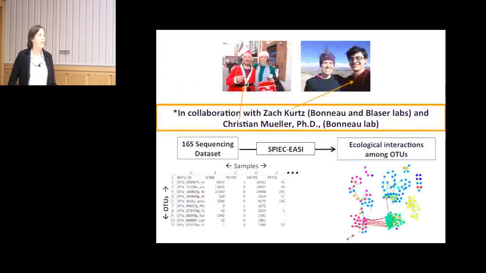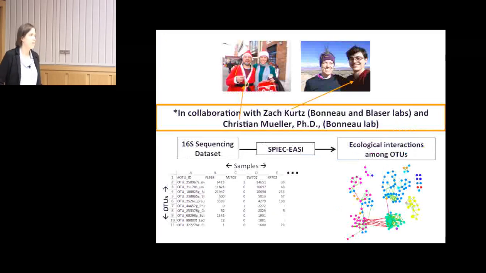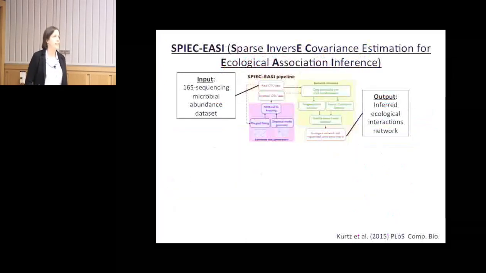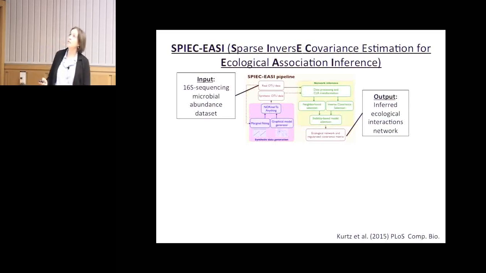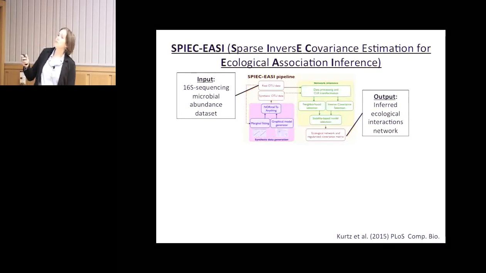And I did this work in collaboration with two computational biologists in the Bonneau lab, Zach Kurtz and Christian Mueller. I'm going to very briefly go through what I think are the key points. But this work is published, and I'd like to focus more on the transcriptional regulatory networks because that's not published. So I'm just going to summarize briefly here. Our method is called SPIEC-EASI, and it stands for Sparse Inverse Covariance Estimation for Ecological Association Inference. And again, the inputs and outputs are known.